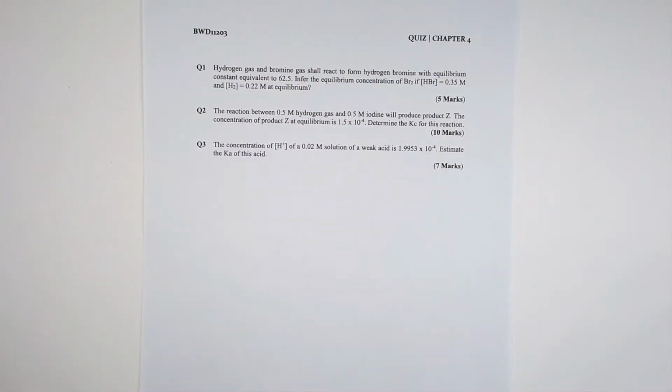Question number 1. Hydrogen gas and bromine gas shall react to form hydrogen bromide with equilibrium constant equivalent to 62.5. Infer the equilibrium concentration of bromine if the concentration of the HBr is equivalent to 0.35 molar and the concentration of hydrogen is 0.22 molar at equilibrium.